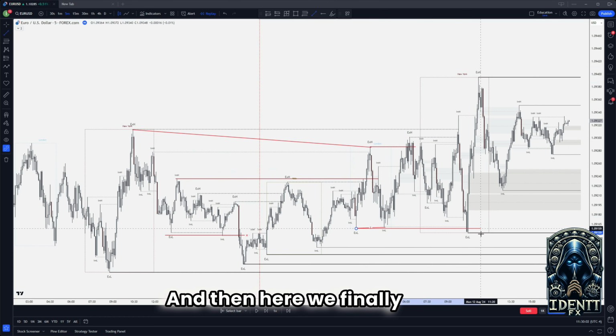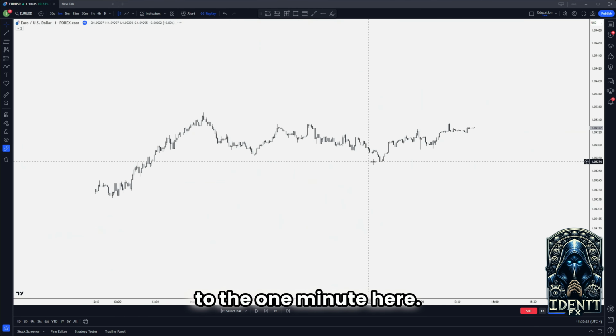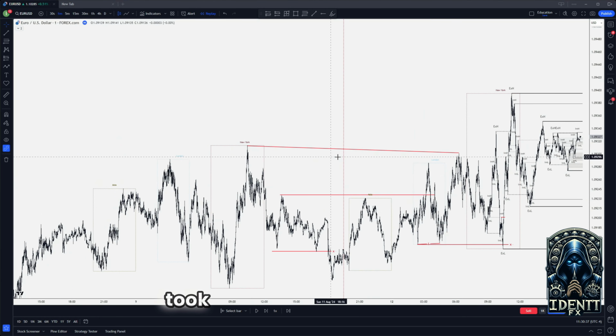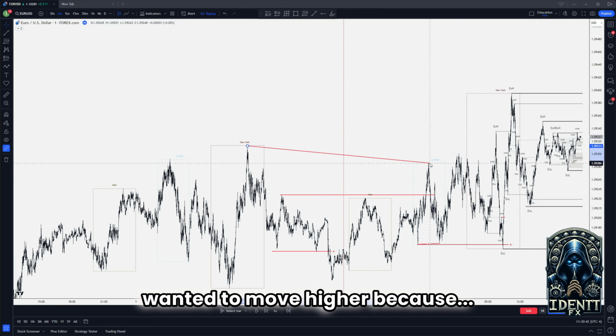And then here we finally took out the level of liquidity that we highlighted. So what do we do then? We wait for a market structure shift, and then let's jump to the 1 minute here. Okay. Since we already know that we took out relative equal highs, the market has shown us that it wanted to move higher because of this move.